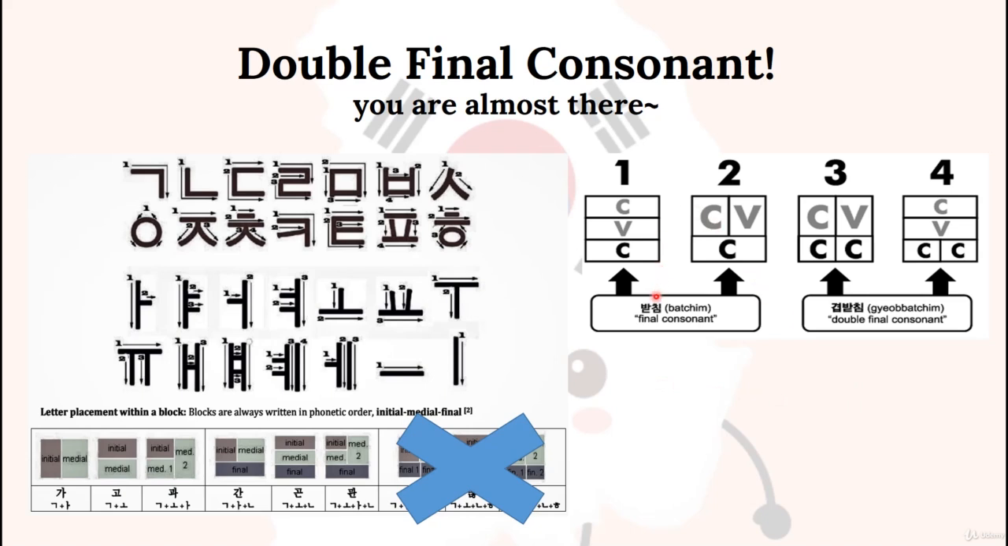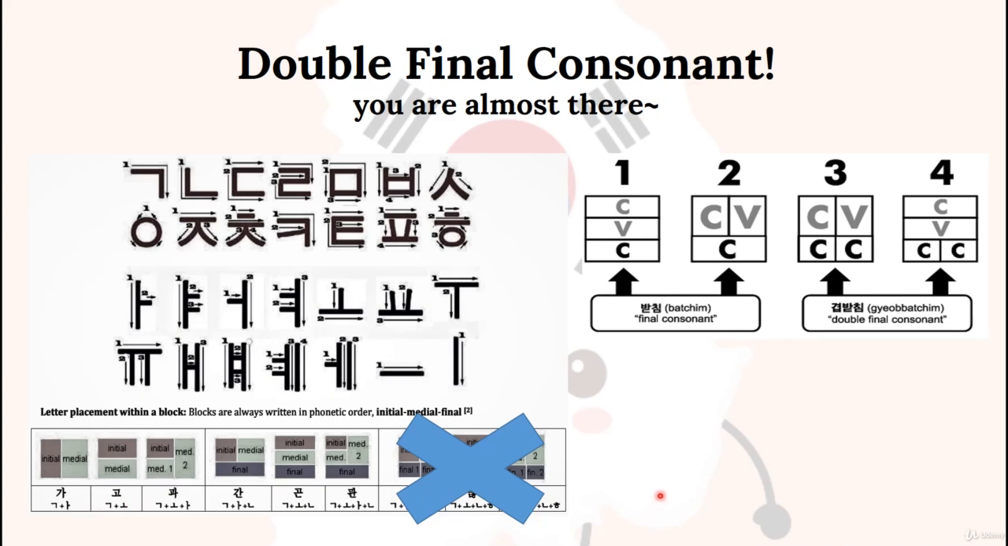And these are the four rules that you have to know. So the first one and second one are the main ones, and the third and the fourth one, we will cover just a little bit, not too much, and it's the double final consonant, which is also called 겹받침. 겹 means double in Korean. So like I told you, I put an X here again, so don't worry about it now. We will cover that in our future lessons once you get more comfortable with the final consonants.